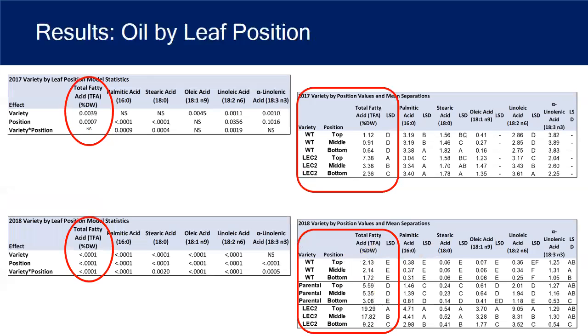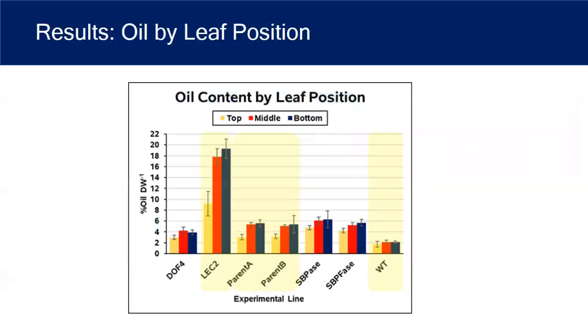To summarize all of this, this is the real main graph of this entire presentation. If you look at the second grouping from the left, that's the LEC2 configuration, we were able to achieve 19.3% oil per leaf dry weight, which is almost unheard of as far as engineered tobacco is concerned. That was not lessened too much by using leaves in the middle position. However, in the bottom position, our leaf oil was around 9%. The parental line, though higher than the wild type, was at or below about 5%, and the wild type line was at or below 2%. So we were able to achieve a significantly higher oil content in our LEC2 configuration and also the parental, though not as much.